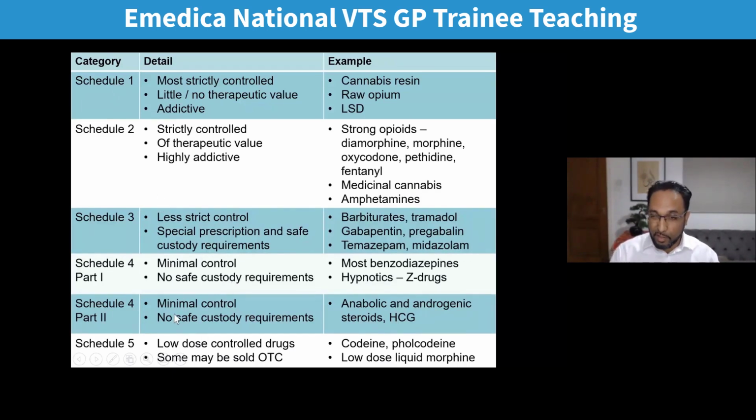And then Schedule 5, these are the lowest control. Some of these can even be sold over the counter, like low-dose codeine. A lot of people don't even know that codeine is a controlled drug. Low-concentration liquid morphine, so for example, 5 milligrams in 10 mils, is actually Schedule 5. You do need a prescription for that, but it's Schedule 5 because it's not very dangerous, okay? Whereas high concentration liquid morphine and all tablet morphine forms are Schedule 2.